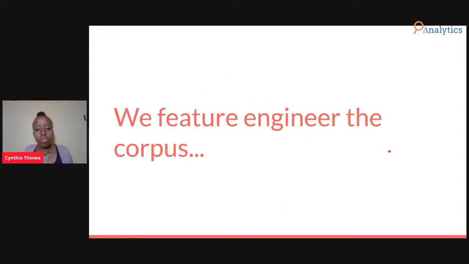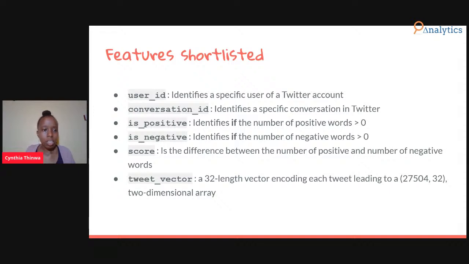Okay. So we went next to feature engineering the corpus. And when we feature engineered the corpus, these are the features that we selected. So we wanted to identify the user and identify the conversation, so user ID and conversation ID were selected. And then we also looked at a label to determine, is this tweet positive or negative, right? And then we came up with a score that is the difference between the number of positive and the number of negative words. And finally, our vectorized data.